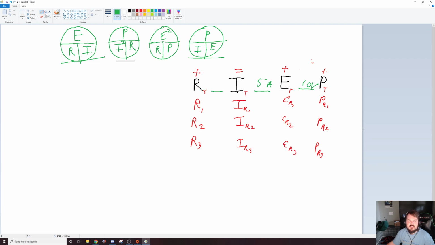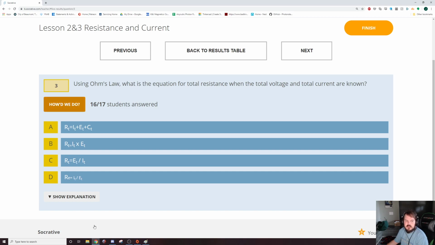All right. You have 5 and 10. How do you get R? Well, like I said earlier, if you're going this direction, you divide. And what we want is over here. So 10 divided by 5 will give you 2, right? 10 divided by 5? Yeah. Will give you 2. So R is E divided by I.